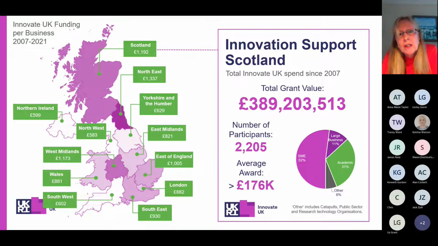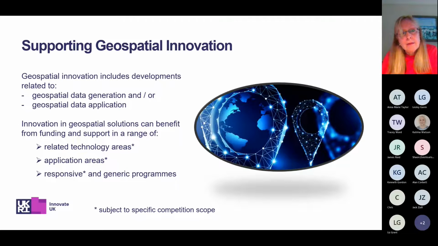If we look at the actual average award for those who've participated in funding and applications, we see that 389 million breaks down into about an average award of 176,000 per participant. So that's just to give you a feel for what has already been awarded. And of course, the opportunity is for more in the future. So next slide, please. Looking at how we actually support geospatial innovation.